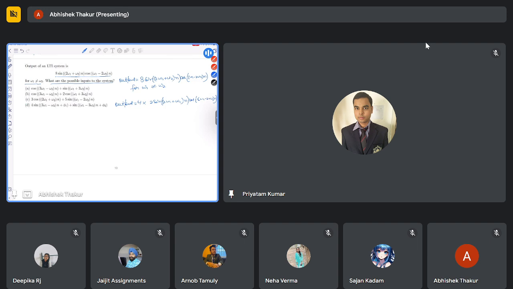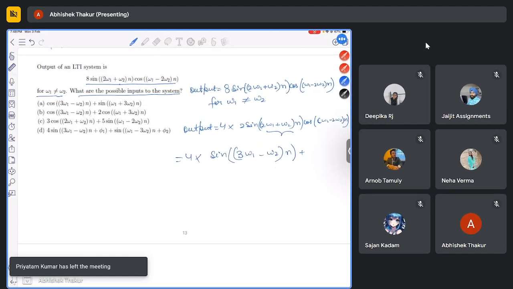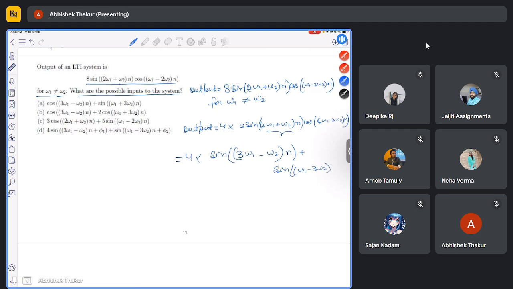So now when you simplify this, we can write this as 4 into the term of 2 sine into cos. So it will be sine of A plus B. So that will be 2 omega 1 plus omega 1. So this will be 3 omega 1 minus omega 2 into n, plus sine of omega 1 minus 3 omega 2 into n. Okay? So just give me a minute.